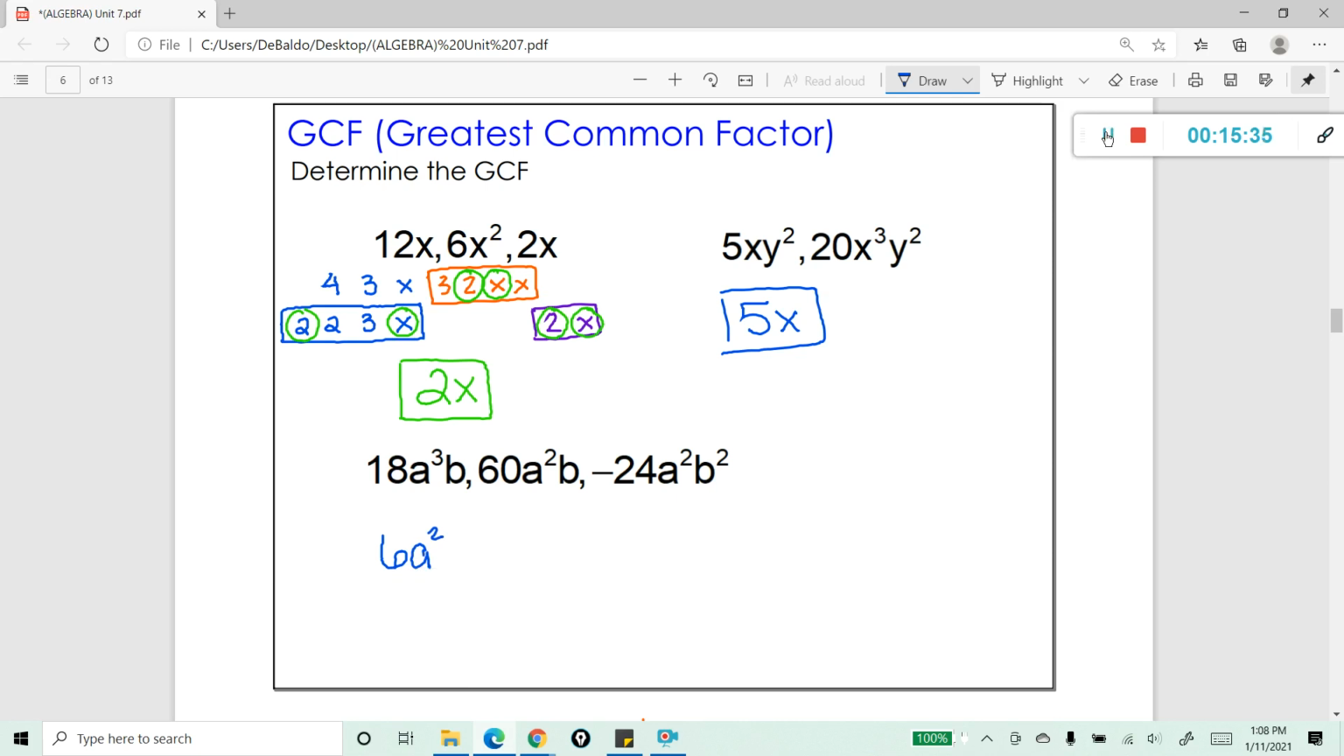I understand that the first term has 3 a's, but it doesn't have 3 a's in the other two terms, so it's not a common factor within all three of the terms. And then I have b, b, and b squared. So the highest b factor can only be plain old b. And there's my greatest common factor. Now that we understand what a greatest common factor is, let's go ahead and learn our first factoring technique.